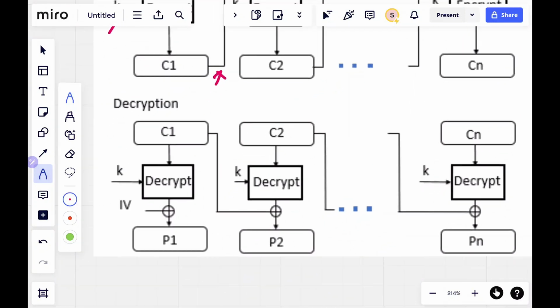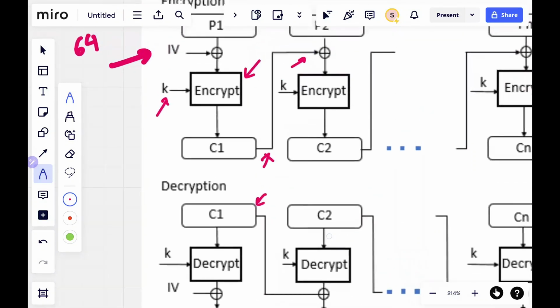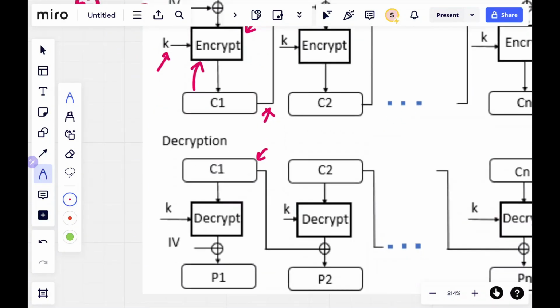Now let's see how the decryption works. Again, the decryption is the exact opposite. While decrypting, we have access to C1 and we are trying to obtain the plaintext P1. So C1 is taken as one of the inputs to the decrypt function. We are basically going exactly opposite. Using the same key K, we get some result, and that result is XORed again with the IV.